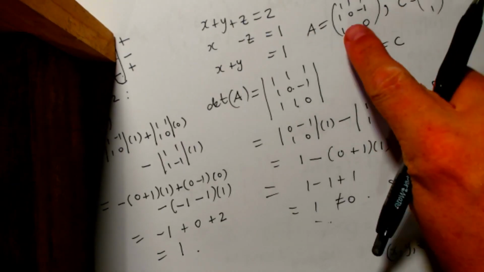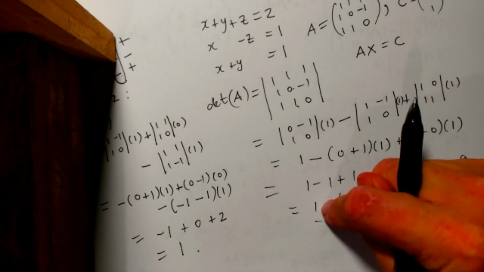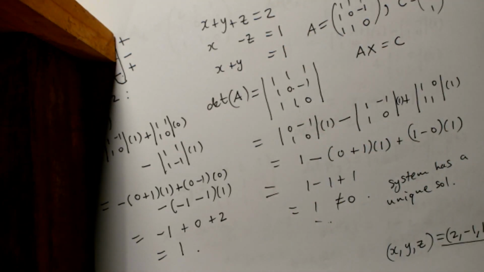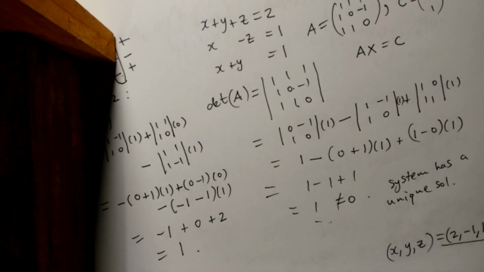Okay, and since the determinant of A was non-zero, we knew in advance that there would be a unique solution to that system. And thinking geometrically, that's the point of intersection here, 2, minus 1, 1. All right, let's move on to the algebra of matrices.